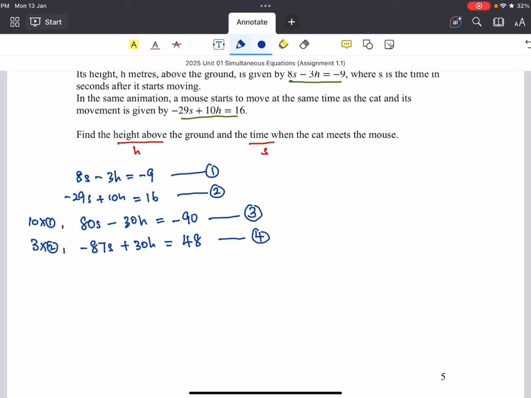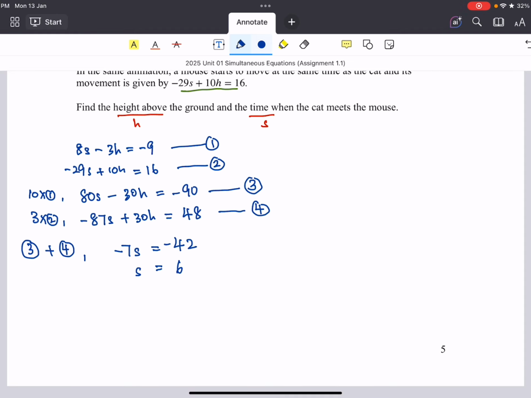So after this, what happened? To eliminate the 30h, I just add them together. So equation 3 plus equation 4, right? That will give us 80 plus negative 87 is negative 7s, equals negative 90 plus 48, which is negative 42. So s is actually equal to 6. That means 6 seconds after the animation starts, they meet, right?